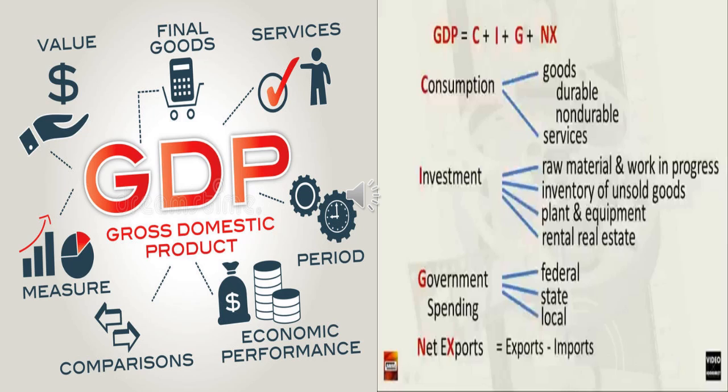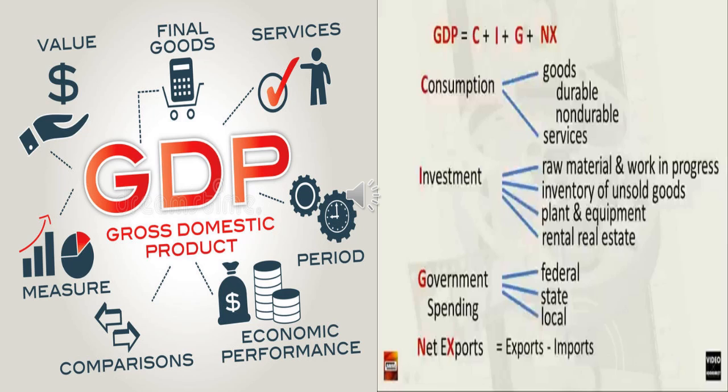So the formula for GDP starts with consumption. Consumption means the act of using something. Then plus investment. Investment means the act of putting money in a bank, business, property, etc.